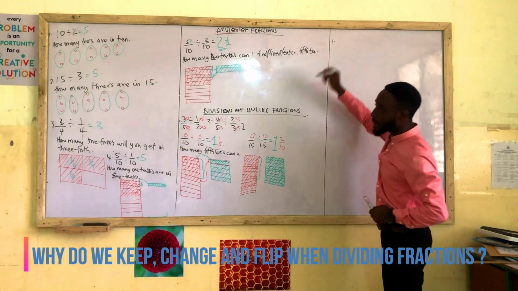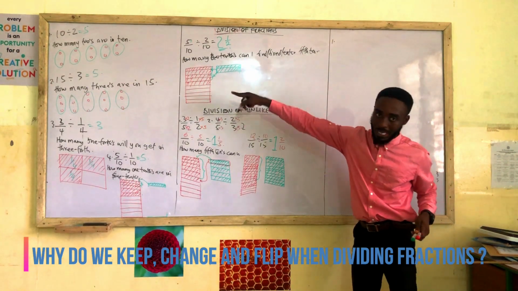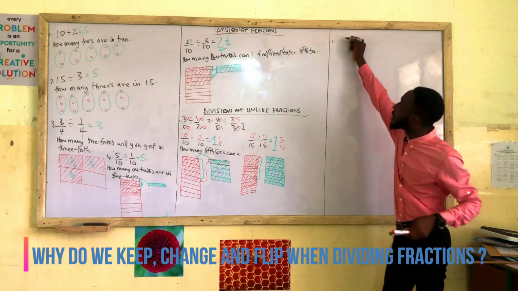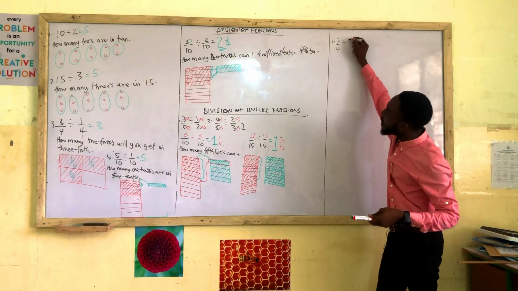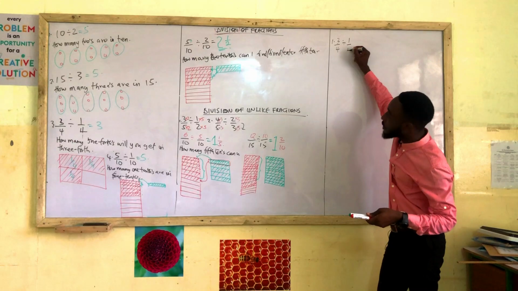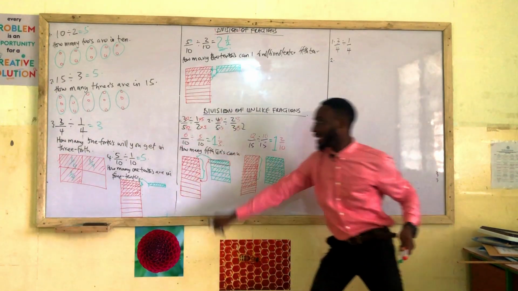What's the first one? No, I mean the first. These ones are whole numbers. I mean a fraction. Okay. 3 out of 4 divided by 1 out of 4. I mean this question. Now the next one is what?